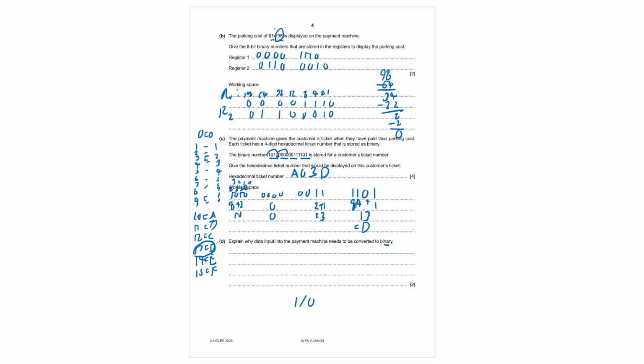Binary can be written using logic gates. So we can write here, uses logic gates. And it only has 2 states. Only has 2 states. Did they pay or did they not pay?